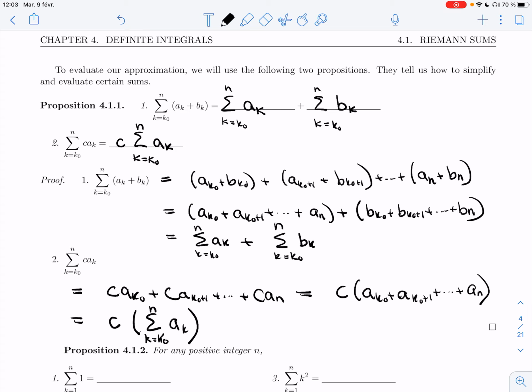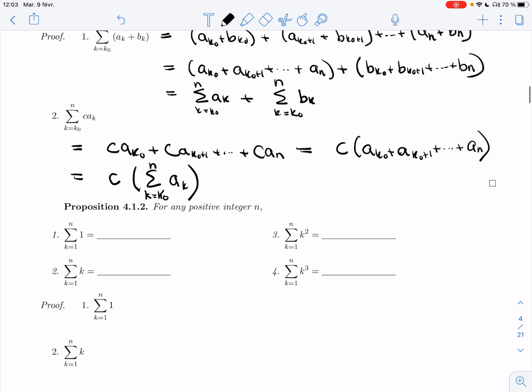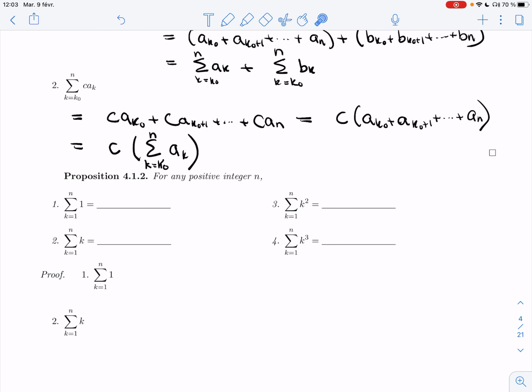All right, so this will allow us to split up a complicated sum into sums of nice small functions of K. And the second proposition will tell us how to evaluate these nice small functions of K. So if you add up from k equals 1 to n just the constant 1, you're going to get n. If you add up from k equals 1 to n the term k, so that will be 1 plus 2 plus 3, and so on, that's going to be n times n plus 1 divided by 2.